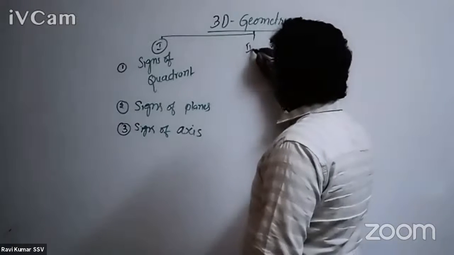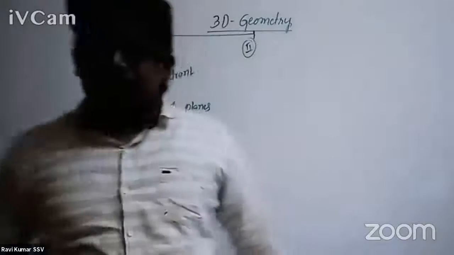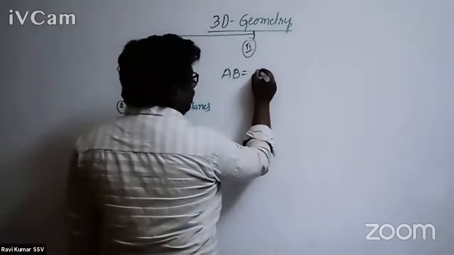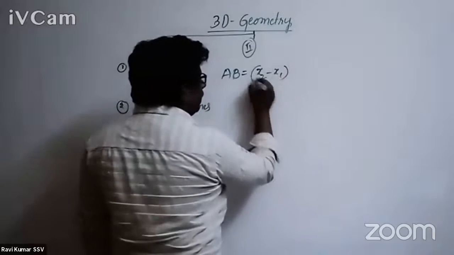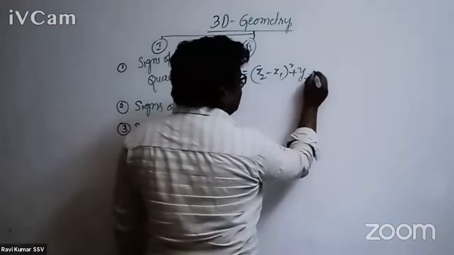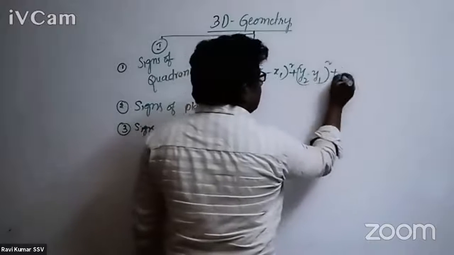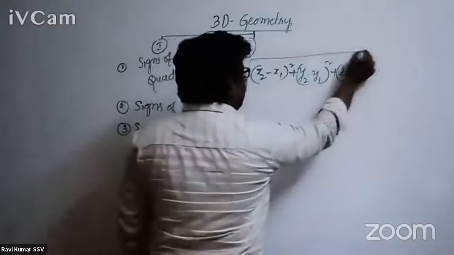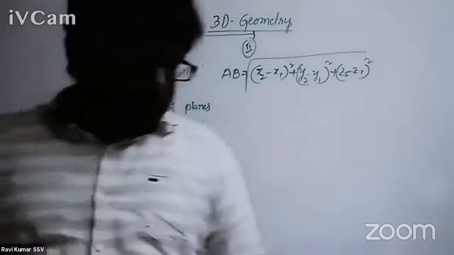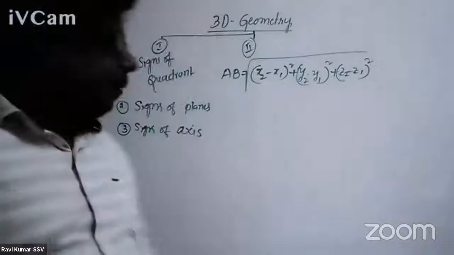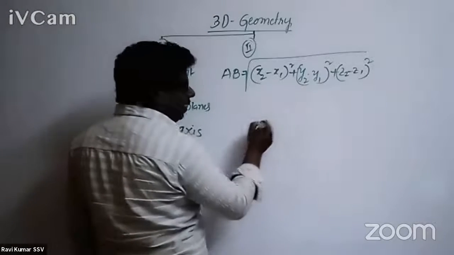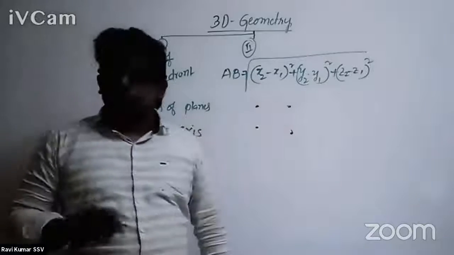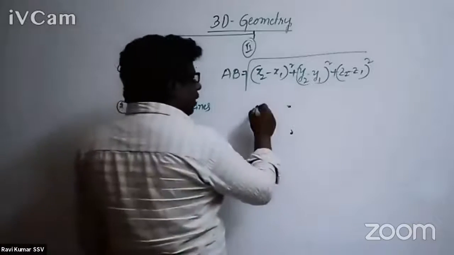And in the second topic, mainly the distance formula: AB is equal to the square root of x2 minus x1 whole square plus y2 minus y1 whole square plus z2 minus z1 whole square. Based on this formula, many problems we did. Like if 4 points are given in a plane, these 4 points will form a square, a rectangle, or a rhombus.